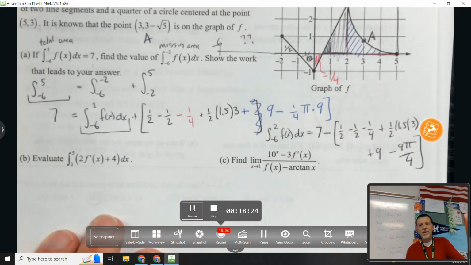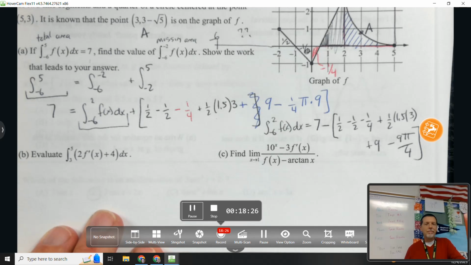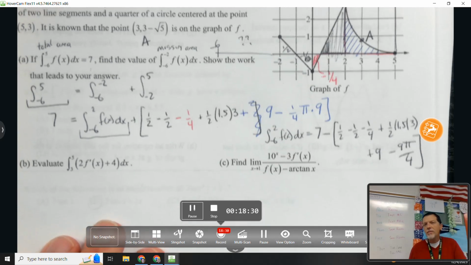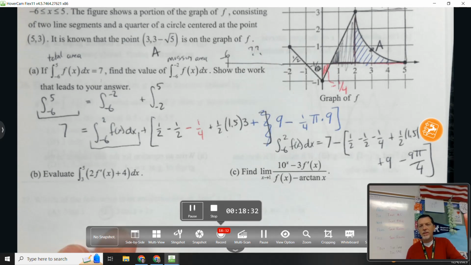Yuck. But I mean, kind of a pain, but no individual piece of it was that hard. You just had to put it all together.